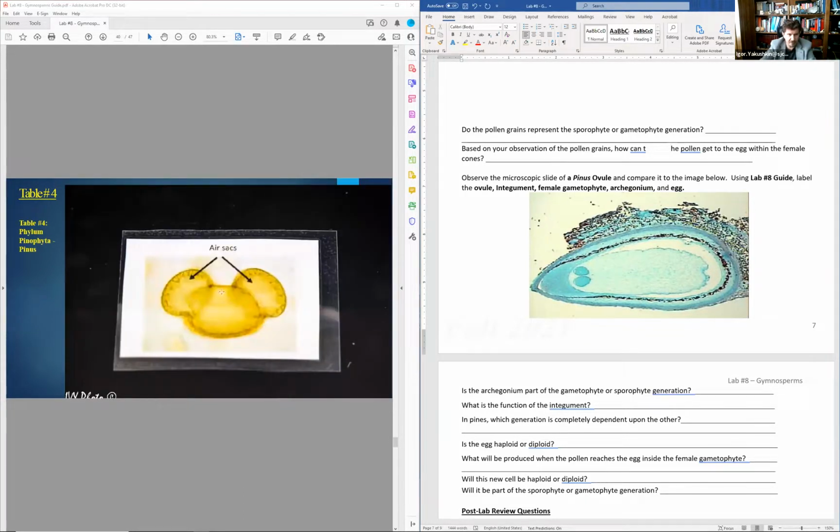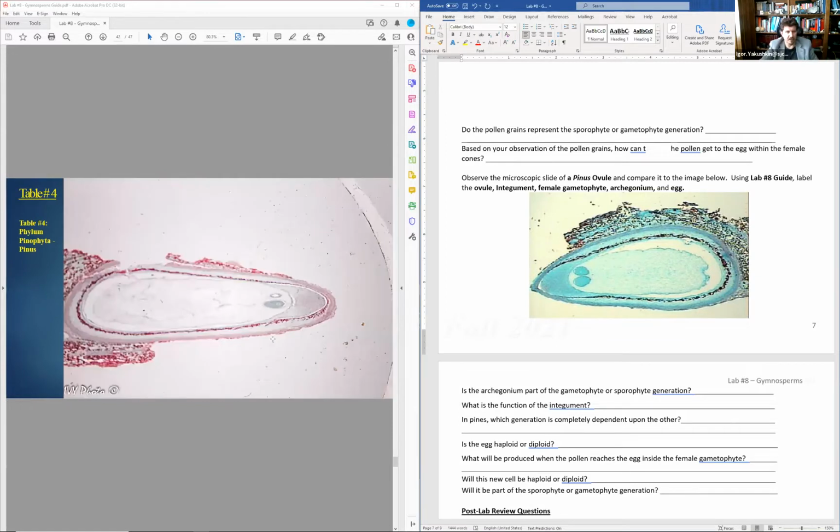Anyway, air sacs or air pockets will increase the surface area and allow it to glide through the air. So now we're looking at this particular structure, which you will have to label: ovule, integument, female gametophyte, archegonium, and the egg. First, let's figure out what we're looking at. The whole structure is the ovule.